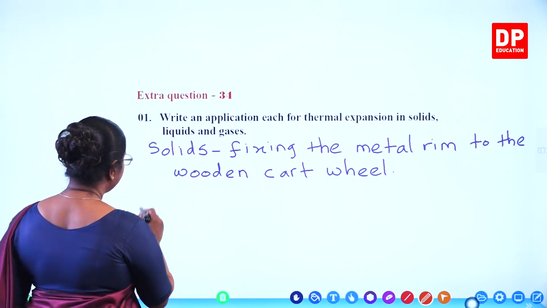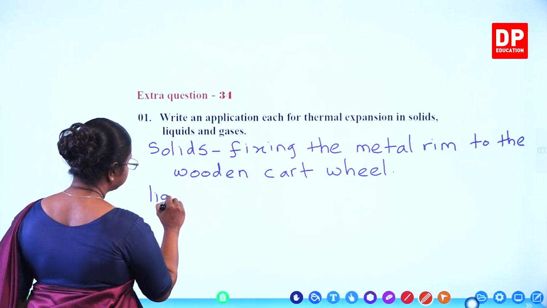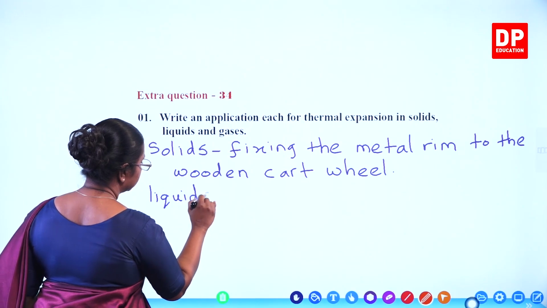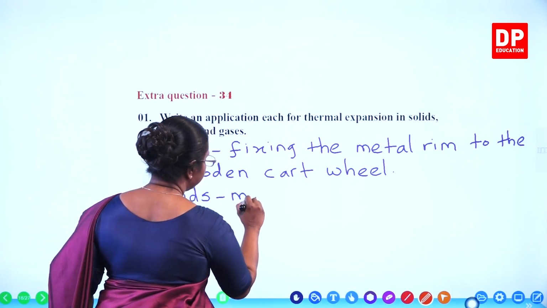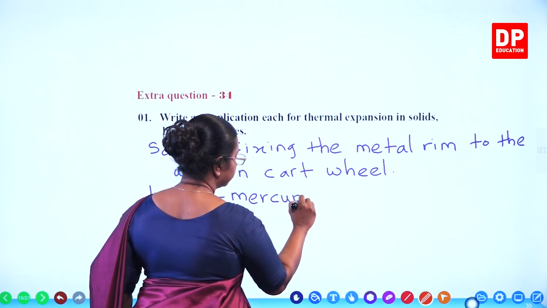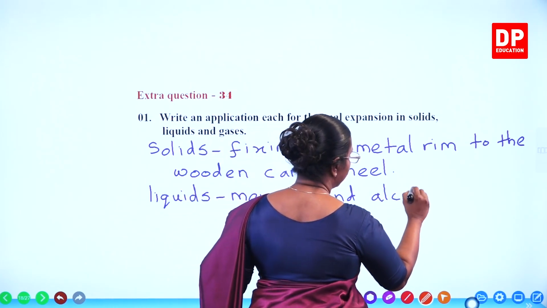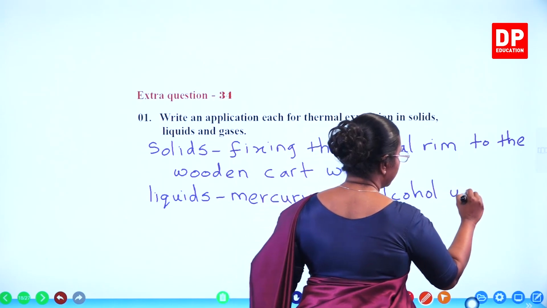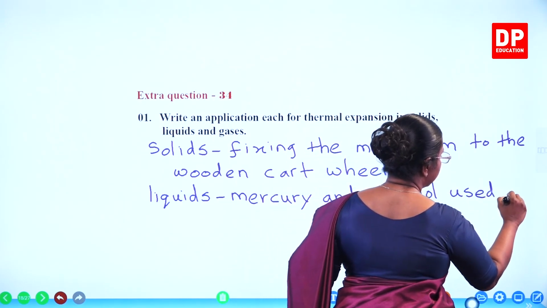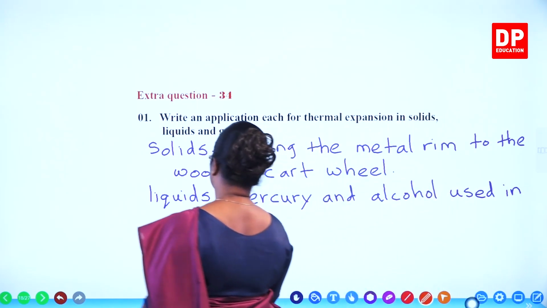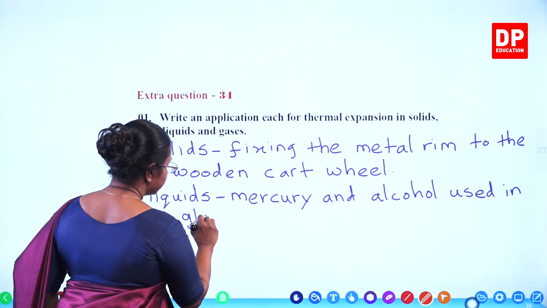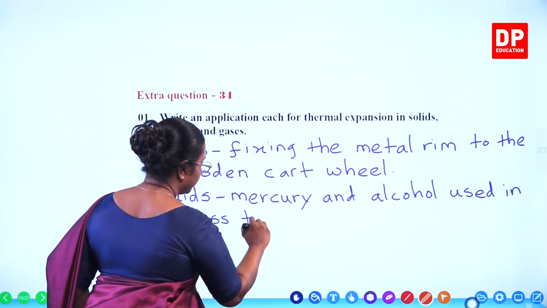So here if we write for liquids, mercury and alcohol used in glass thermometers.